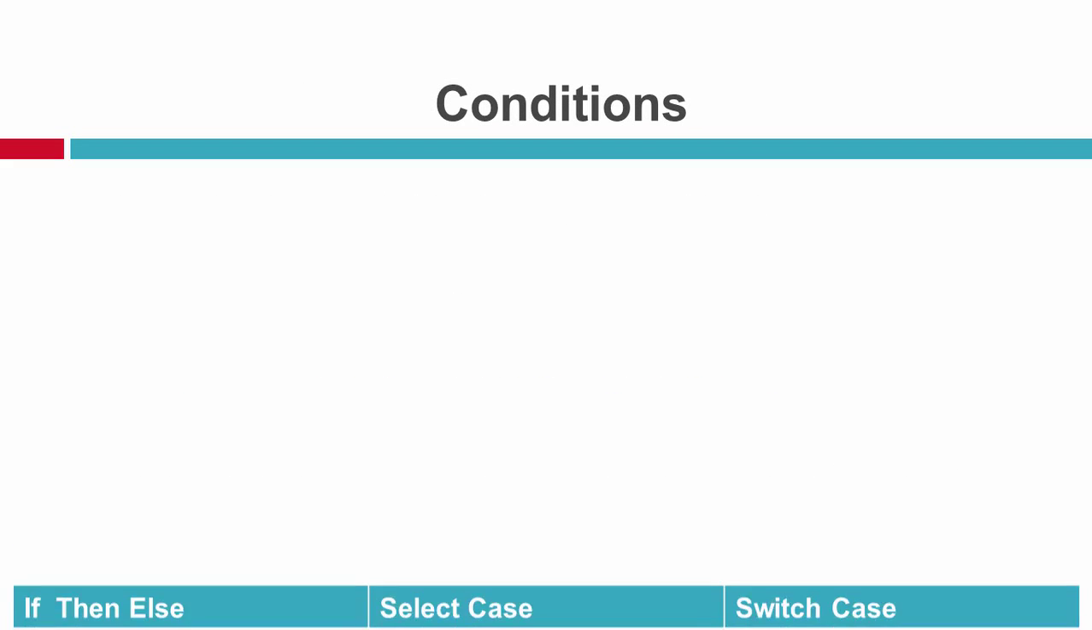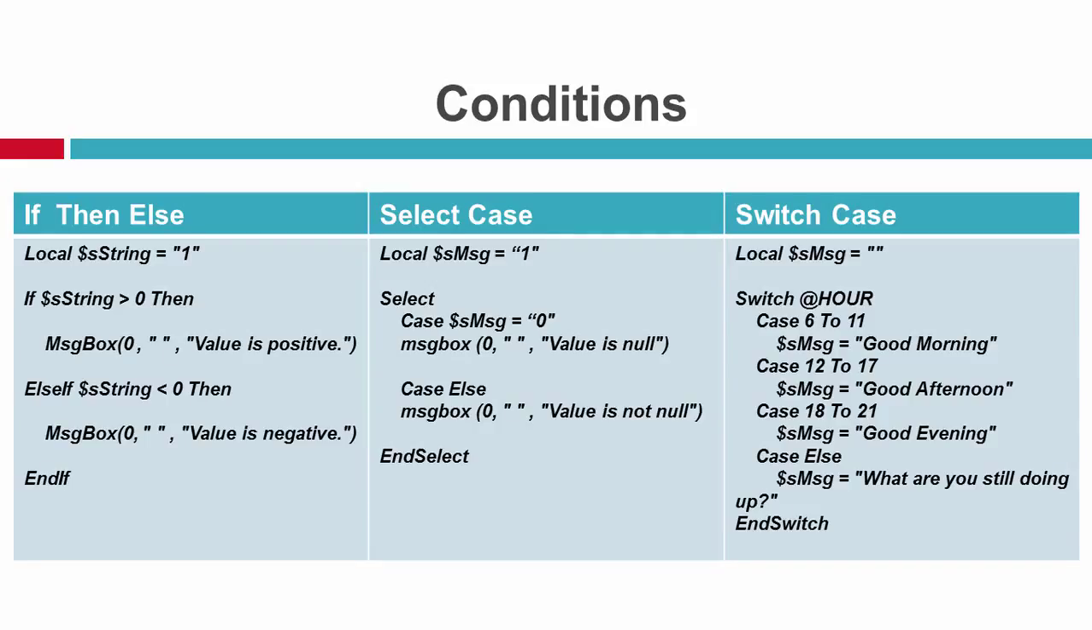Now let's see the conditions. We have mainly 3 ways of implementing conditions. The first one is the if, then, else mechanism. As you can see on the left, we have this kind of syntax to express the if, then, else. In the middle, we have Select Case, if you want to use the Select Case syntax for conditions, and Switch Case, which looks a little bit like Select, and is used with the syntax seen here.